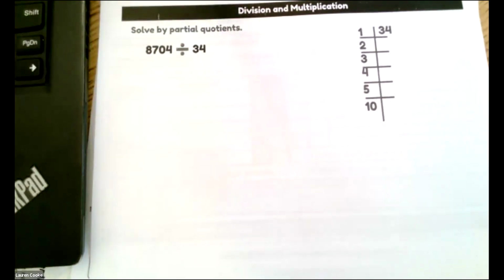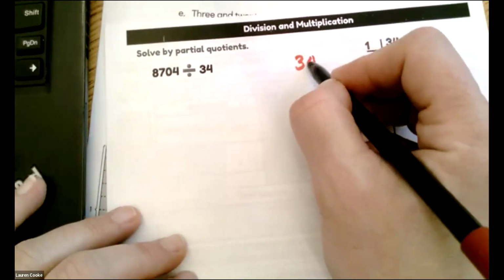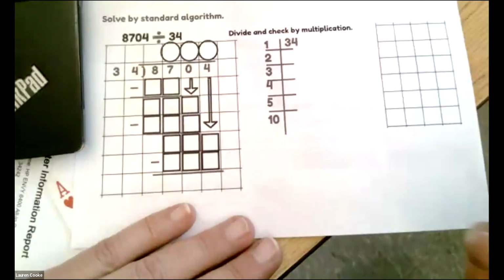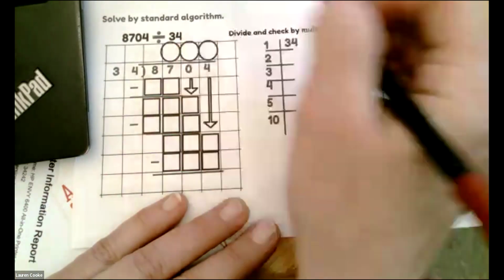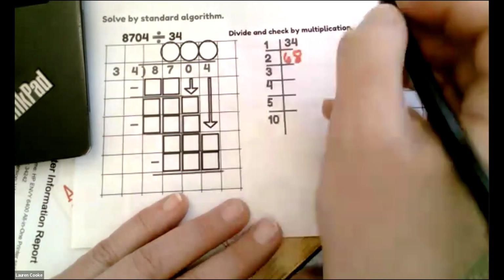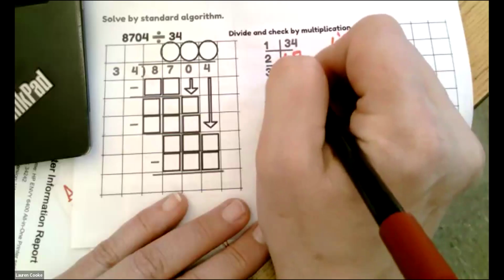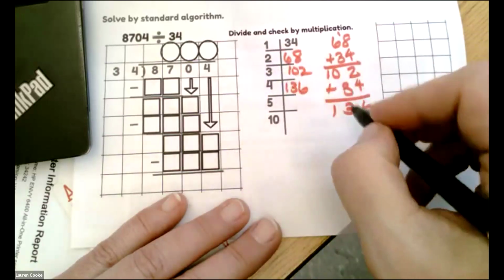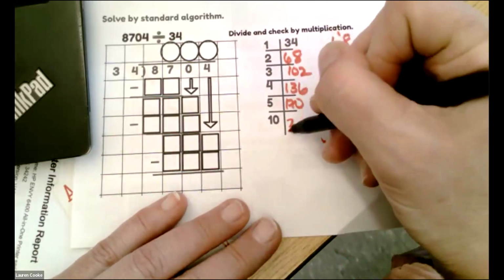I don't think that I did update this number, did I? I think I just printed it out really fast. Well, let's just work on it anyway, even though we've already done it. I'm just going to do it the standard algorithm way because we have already done this prior to this. Even with the standard algorithm, I want to get my multiples in, so I'll take a moment to do that. 102 plus 34, then another 34, 170, and then obviously 340.